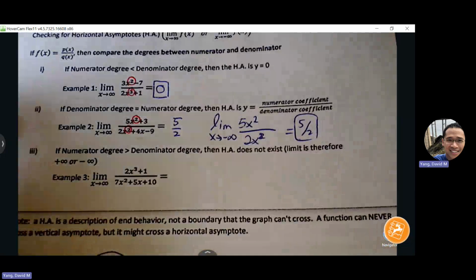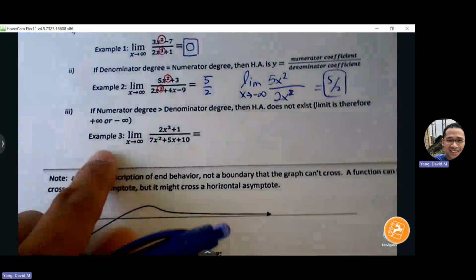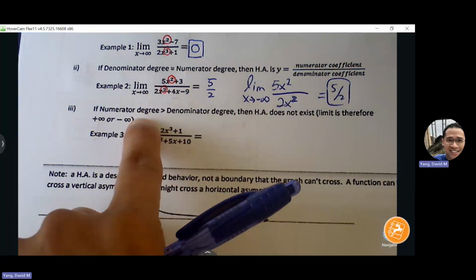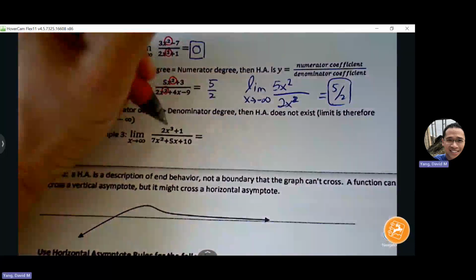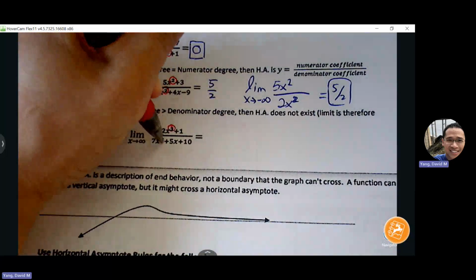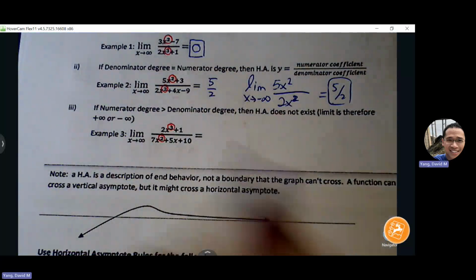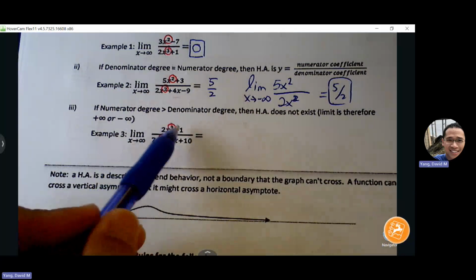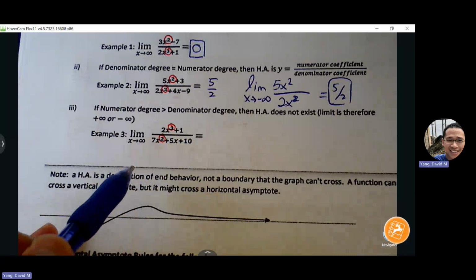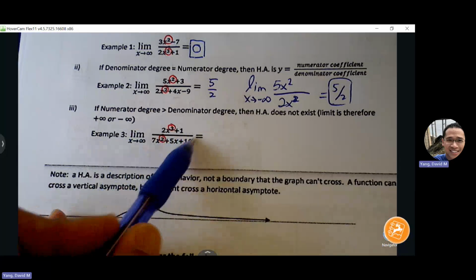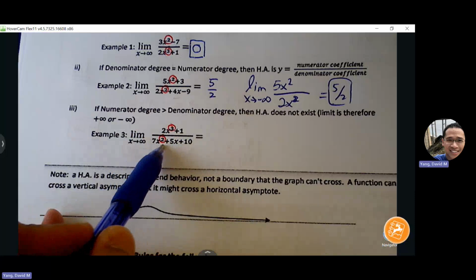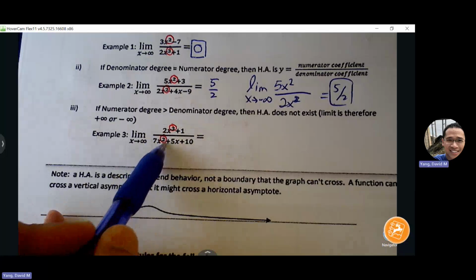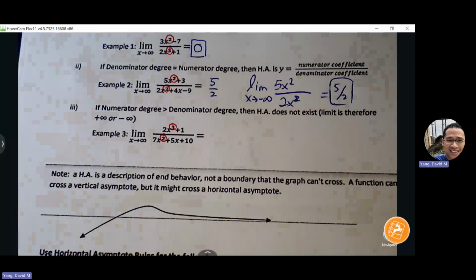Now, we may need to do some adjustment if my numerator has a higher degree. Here, my numerator has a higher degree than my denominator. So regardless of any advantage that the denominator may have from other terms, eventually that x cubed is going to win out over that x squared. So what's going to happen to this value over time as x approaches infinity? The numerator is going to grow at a faster rate than the denominator, which means that this value is going to grow without bound.